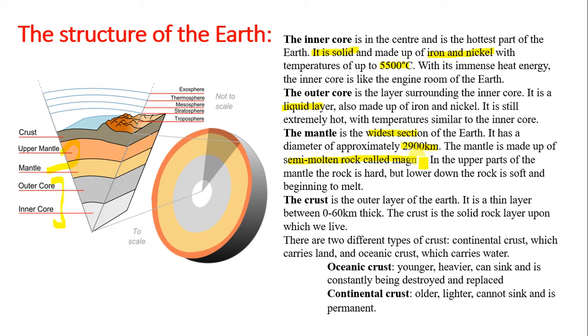In the upper part of the mantle, the rock is hard, while in the lower part of the mantle, it is quite soft. Now, the crust is just approximately 0.60 kilometers thick, and it is made up of two parts: the continental crust, which carries the land, and the oceanic crust, which carries water. Now, the oceanic crust is younger, it is heavier, it has a higher density of 3.0 gram, it can sink and is constantly being destroyed and replaced. While the continental crust is older, it is lighter, it cannot sink, and it's permanent.